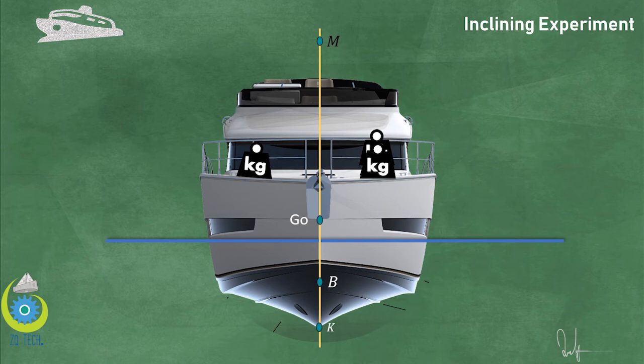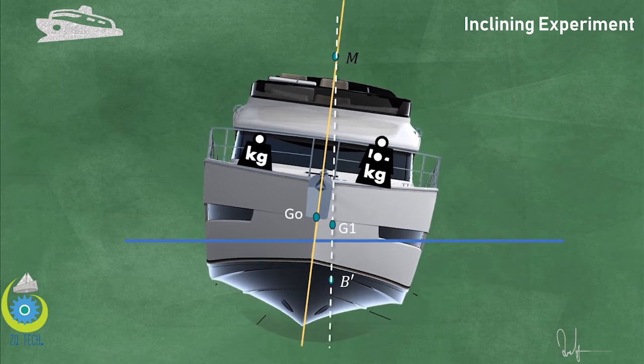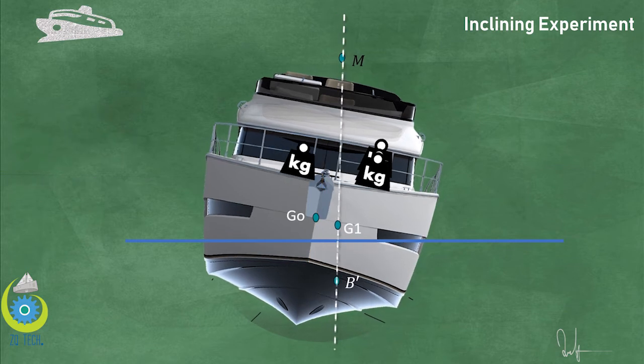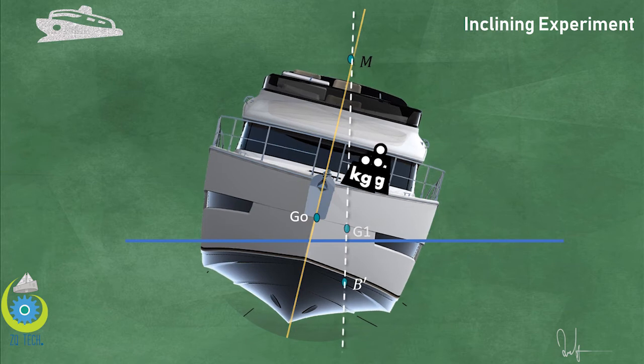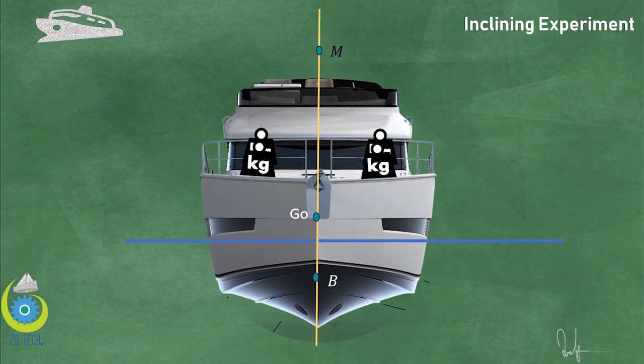Probably you have understood what I have said. The weight is moved from the starboard side to the port side, and as a result of moving this way, the ship gets tilted. Again, we move another weight from the starboard side to the port side, and it will tilt further. Now we replace these weights back, and the ship will come back to its original position. Later in the video I will tell you about the points G0 and G1.